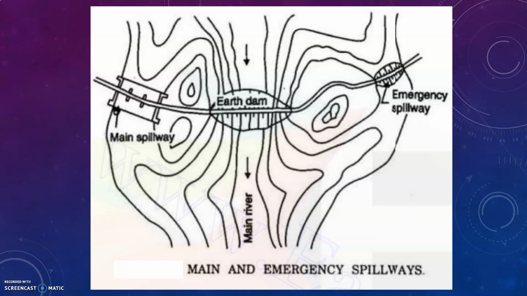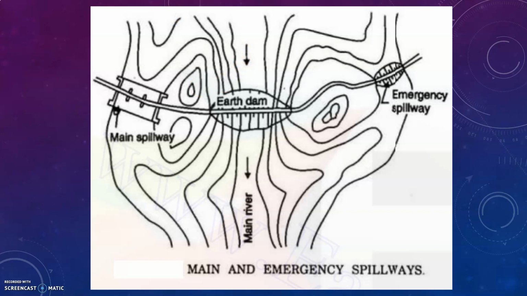Emergency spillways are provided for earth and rock-filled dams only, to avoid the overtopping of the main dam embankment because of an emergency condition. This figure shows the main and emergency spillways for an earth dam. Emergency spillways are often formed by lowering the crest of the dike section below that of the main embankment, or by utilizing saddles or depressions along the reservoir rim.